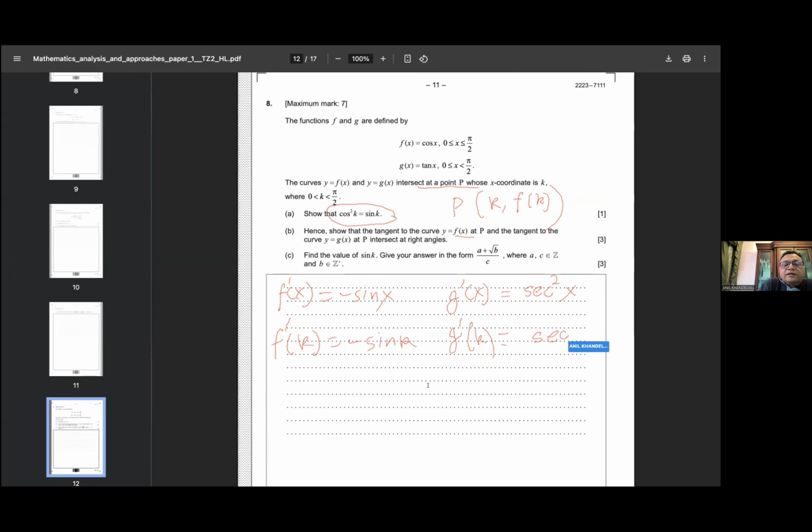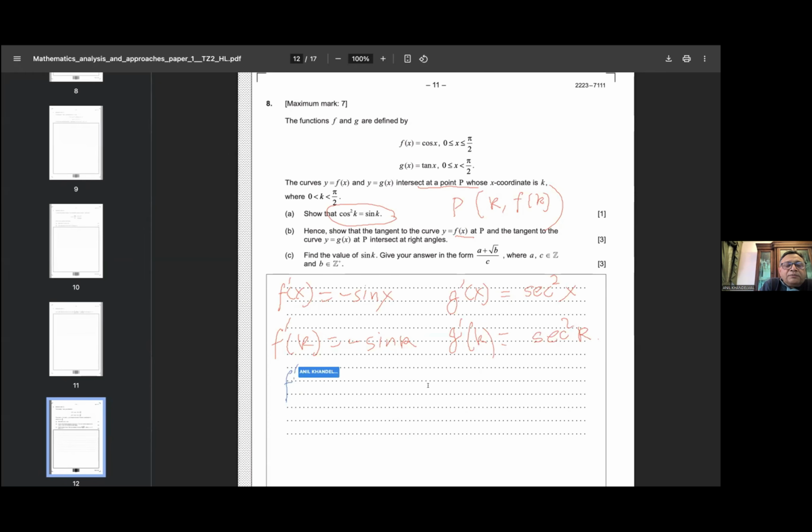Secant square k, correct. Now, we have to show that they are perpendicular. It means the product of their derivatives should be minus 1, right? Or they are negative reciprocals. So either way, we can do it. So let's do the product of these two.